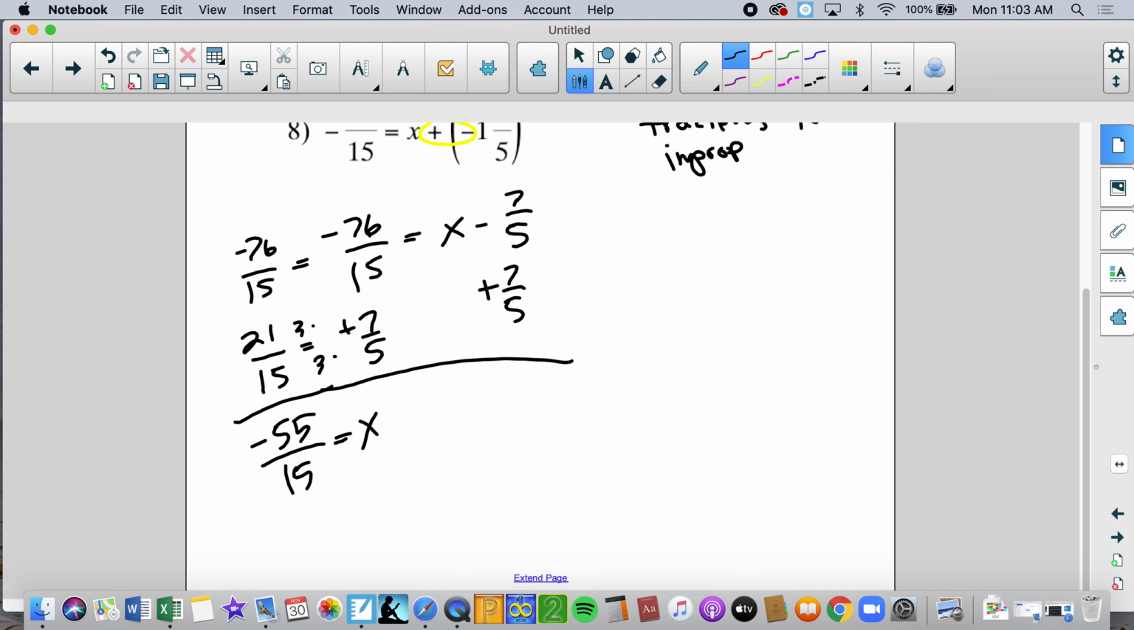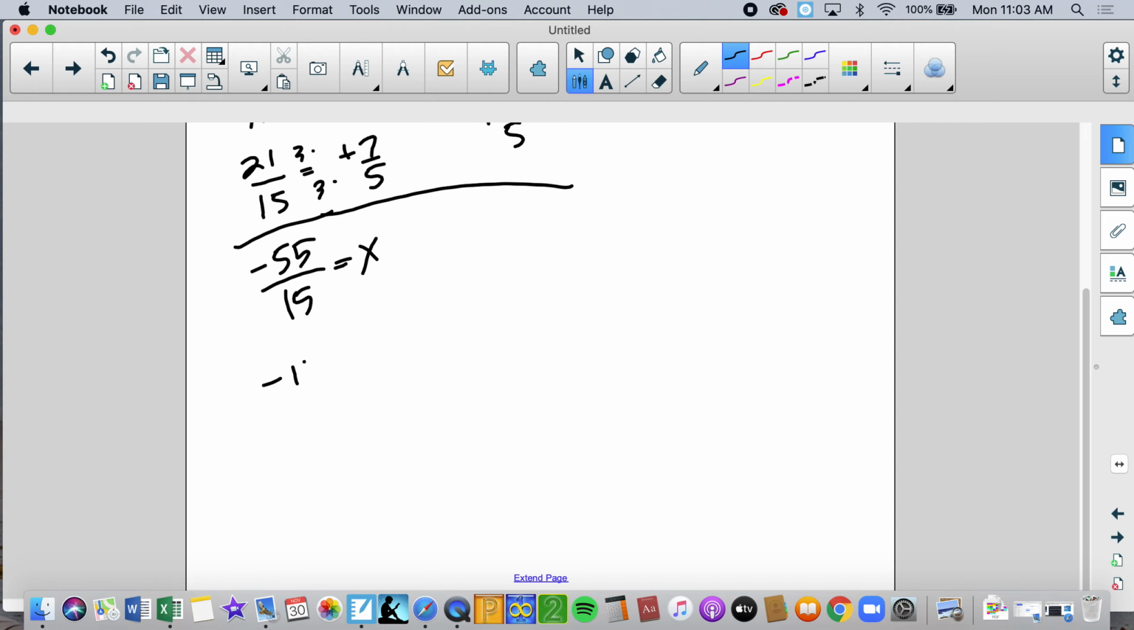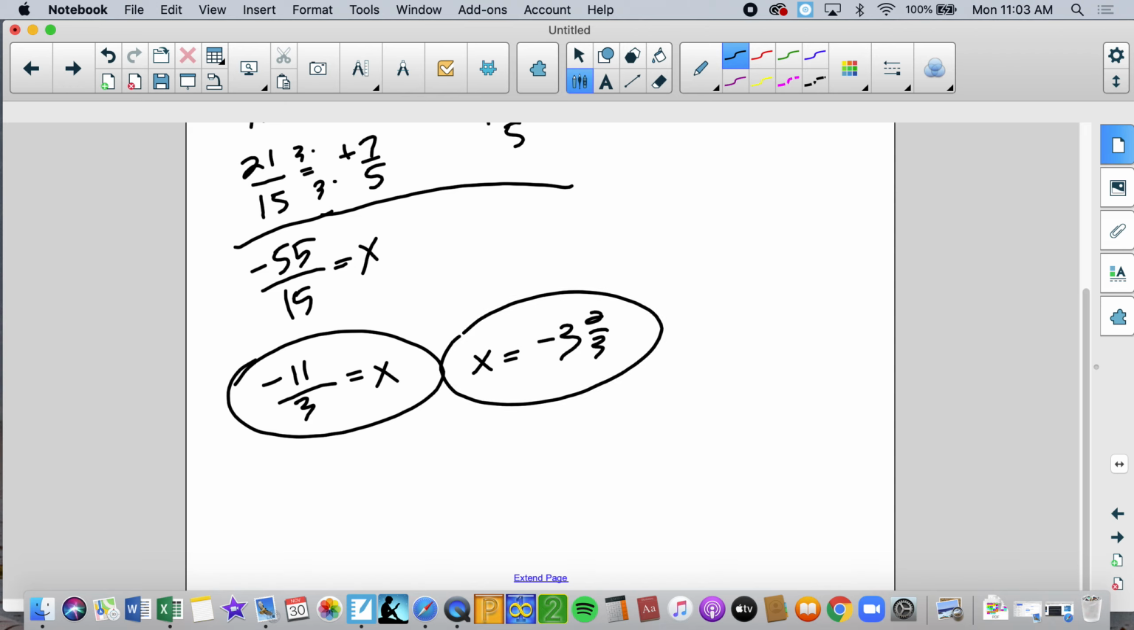I didn't forget that. Here we're going to reduce. I'm going to reduce that by 5. 5 goes into -55 11 times. 5 goes into 15 3 times. So that's the answer that I'm going to look for. On the assessment, I'm going to expect all answers to be in improper fractions. You can also have, what's that, 3 2/3 is also acceptable.